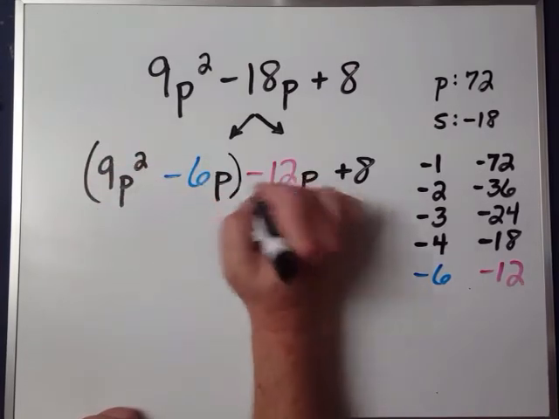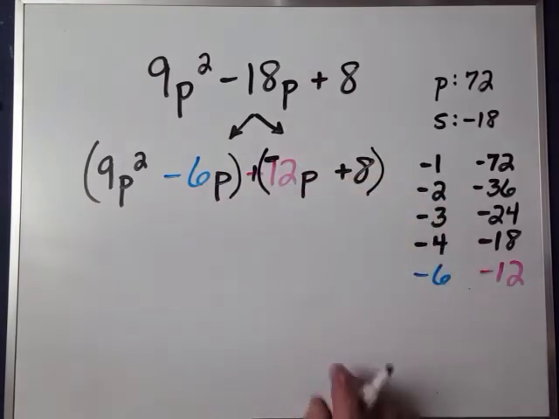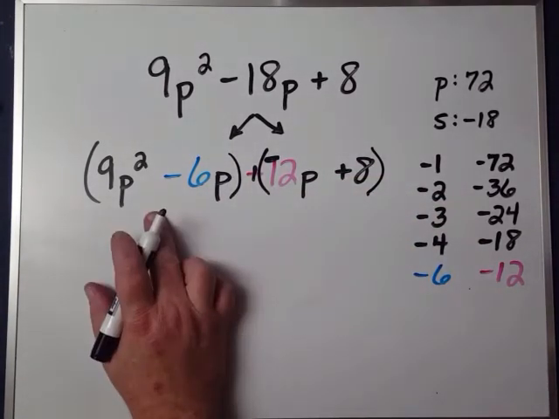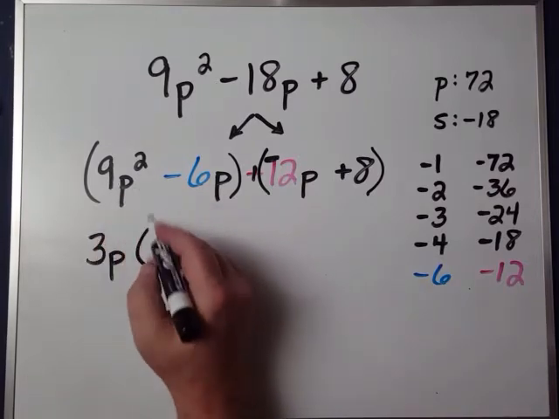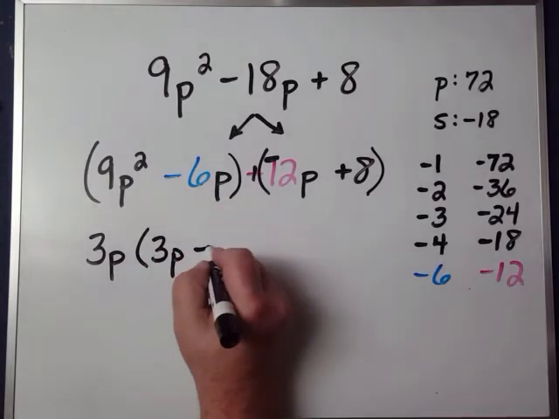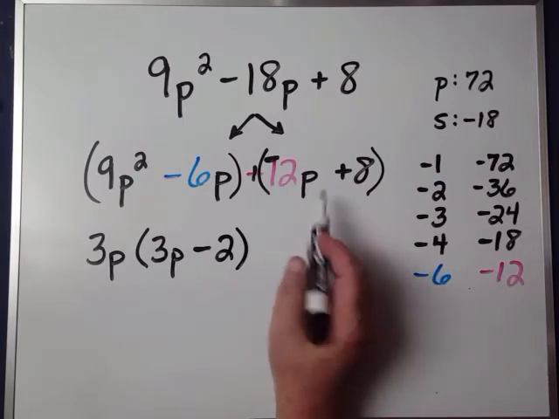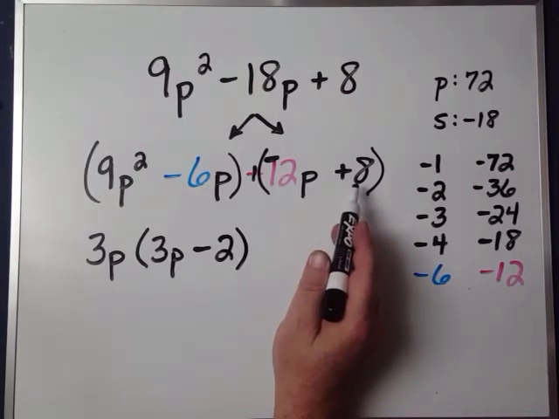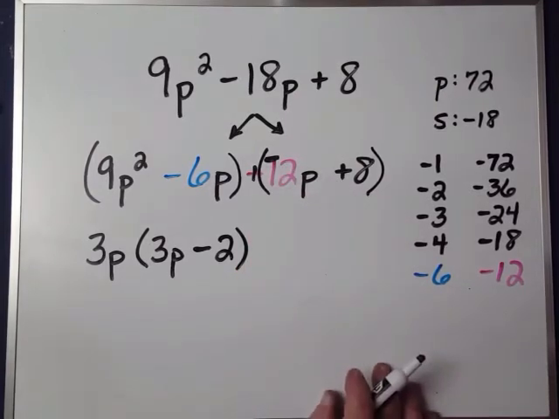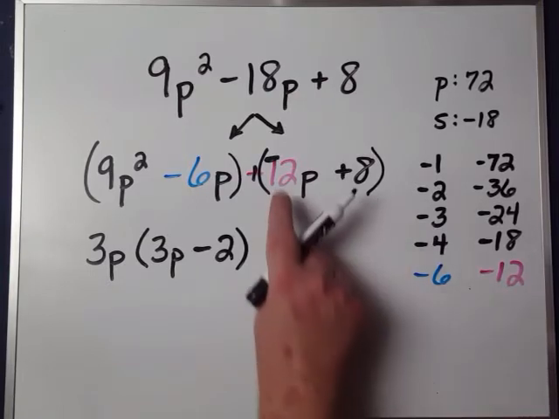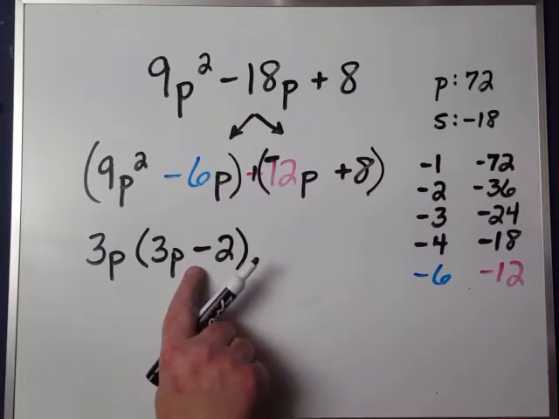Group the first pair, and once you make this plus a negative 12, keep that negative with the 12, you can group the second pair. Out of the first pair, greatest common factor is 3p. Factor out 3p to leave 3p minus 2. Out of the second pair, greatest common factor here is 4. But do I want to factor out a positive 4? Look at your signs. If I factor out a positive 4, it's going to leave me a negative 3p and a plus 2. I'm trying to get it to match this.